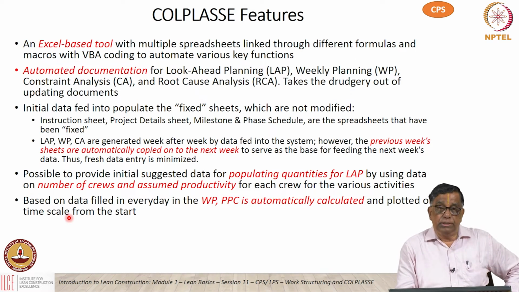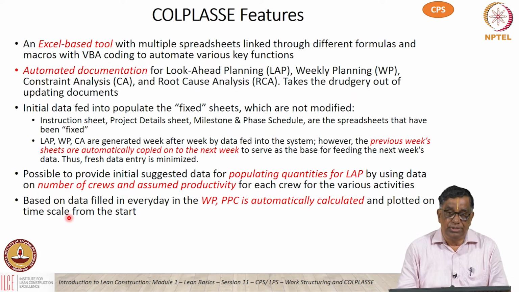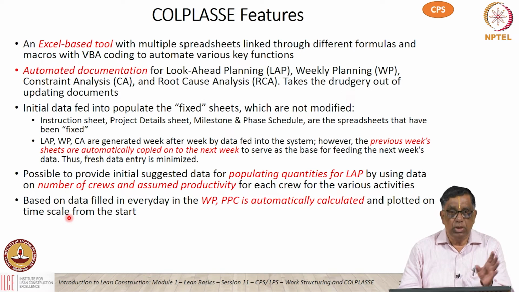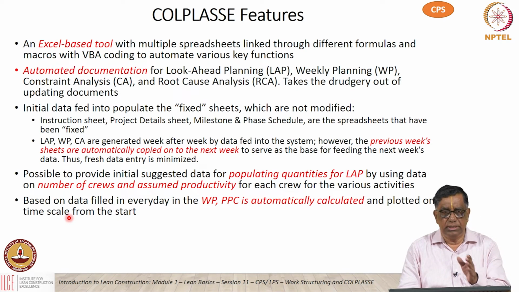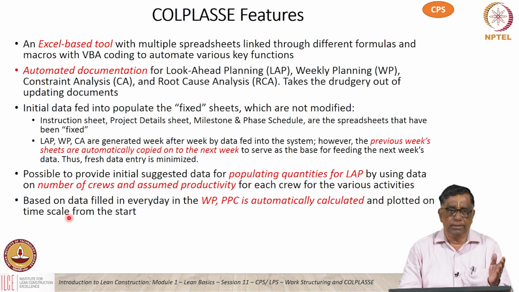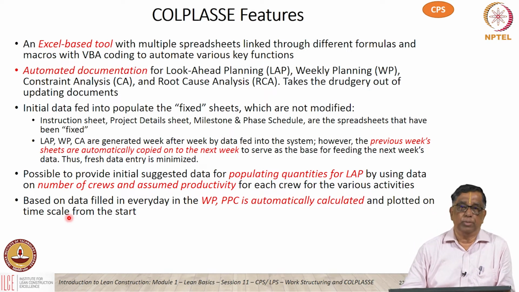So there is some initial data to be fed in about the various activities, what kind of quantities, number of crews, the productivity for various crews, and the overall timelines, the milestone schedule, and the phase schedules. Once these are fed in, the look ahead planning for the specified number of weeks opens out. As you fill up the data, the current week opens out, and again the planned quantities for the current week are taken automatically from the look ahead plan. And every day we enter the actual quantities executed, and the PPC is calculated automatically again.